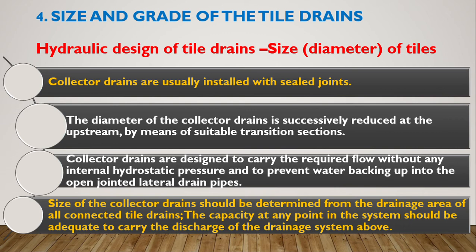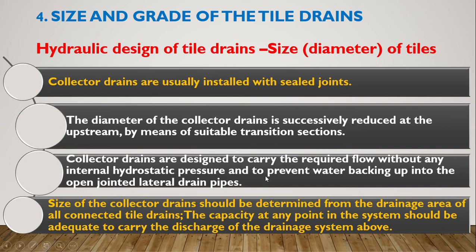The collector drains are usually installed with sealed joints. So we will install the collector drains, that is, the main drains, with sealed joints. The diameter of the collector drain is successively reduced at the upstream by means of suitable transition sections. So the main lines will be joined to each other, joined by use of some sealings. But laterals will not be joined.